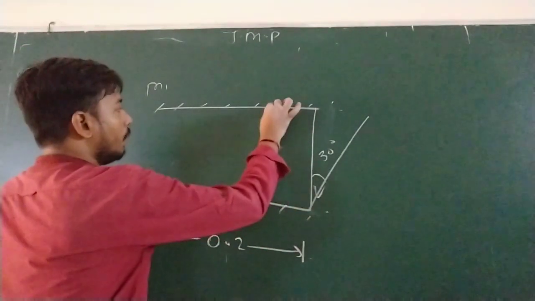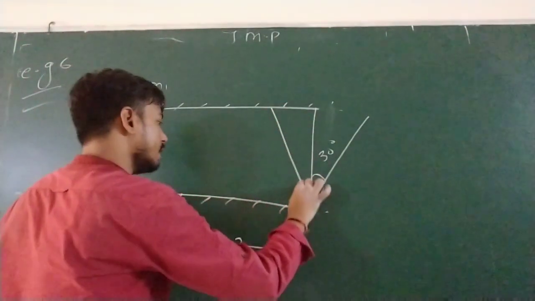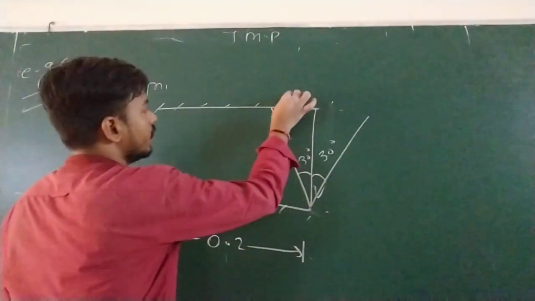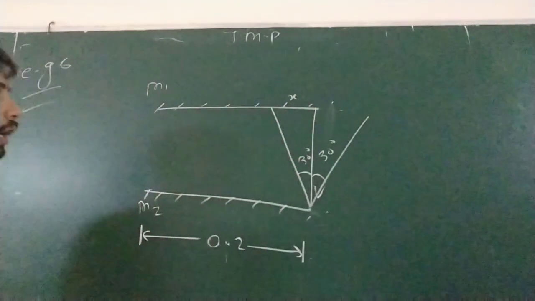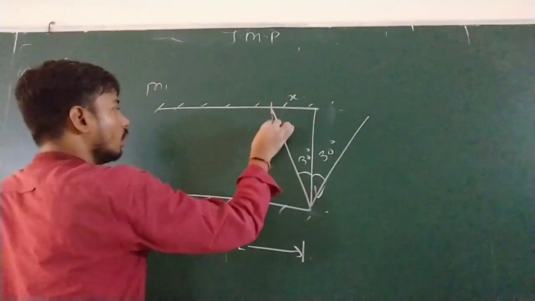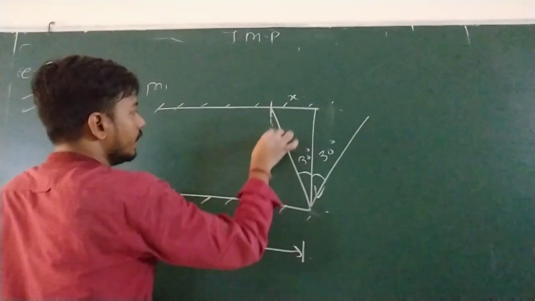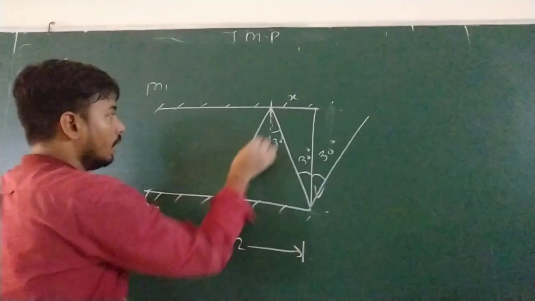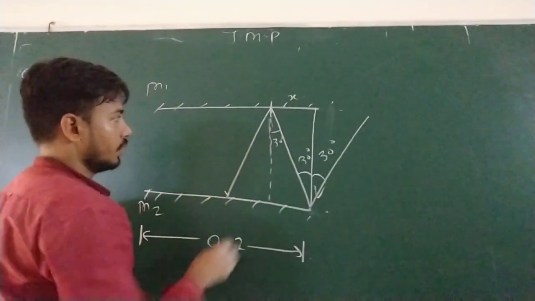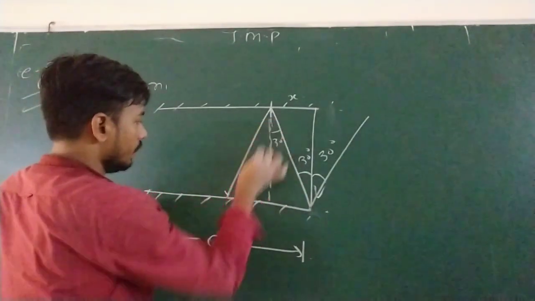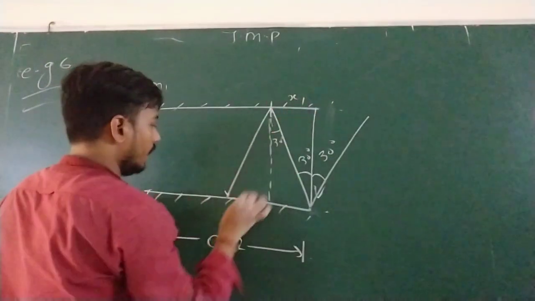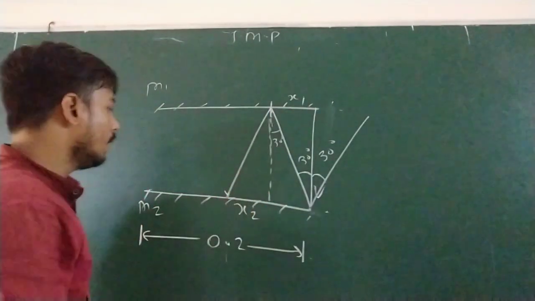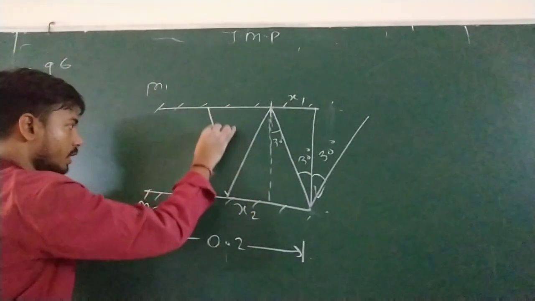See, this angle is 30 degrees. So after reflection, this ray will come here at the same angle, 30 degrees, right? Suppose it travels distance x. Again this angle is 30 degrees, so after reflection it will go like this and again travel some distance. It will travel these distances, x1 and x2. Why are we not counting this one? Because it has already traveled here.